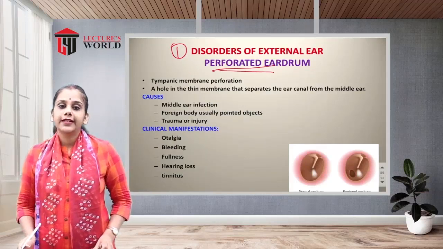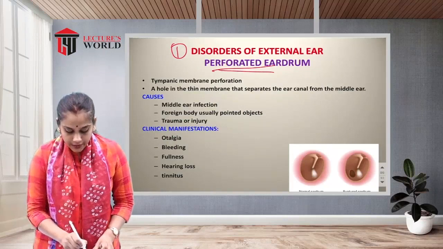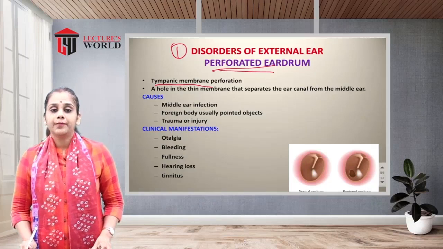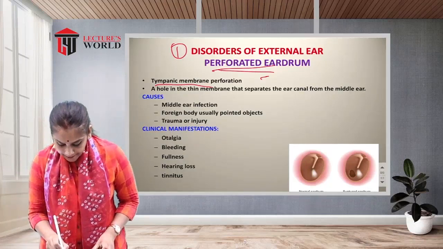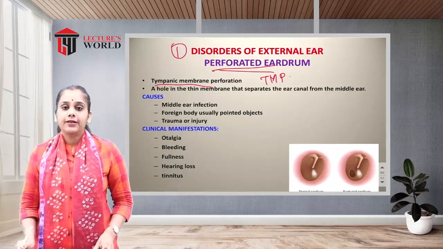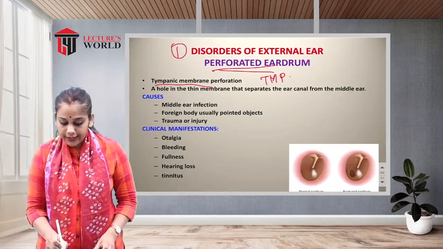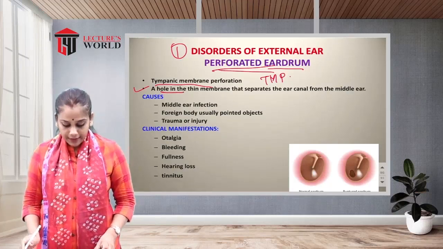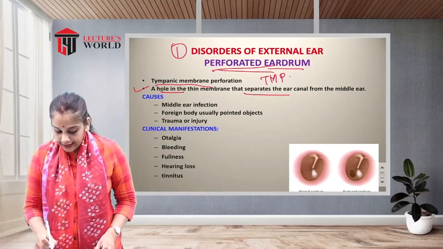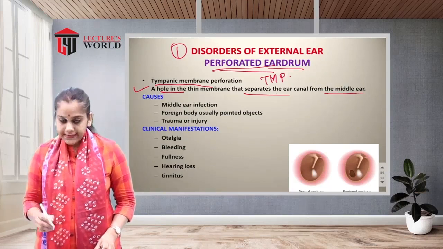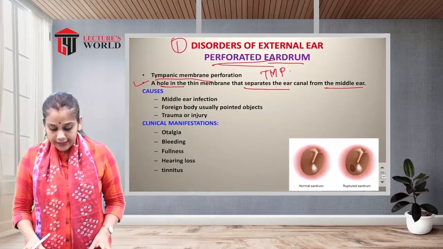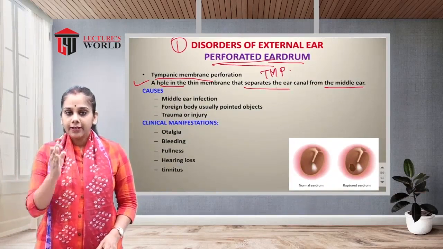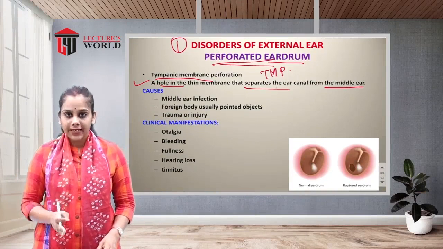So what is a perforated eardrum? It is also known as tympanic membrane perforation, TMP, or perforated eardrum. In that, there is a hole in the thin membrane that separates the ear canal from the middle ear. You can see where it is located, the tympanic membrane that separates the two portions, the external ear and the middle ear. In between there is a membrane, that is the tympanic membrane.